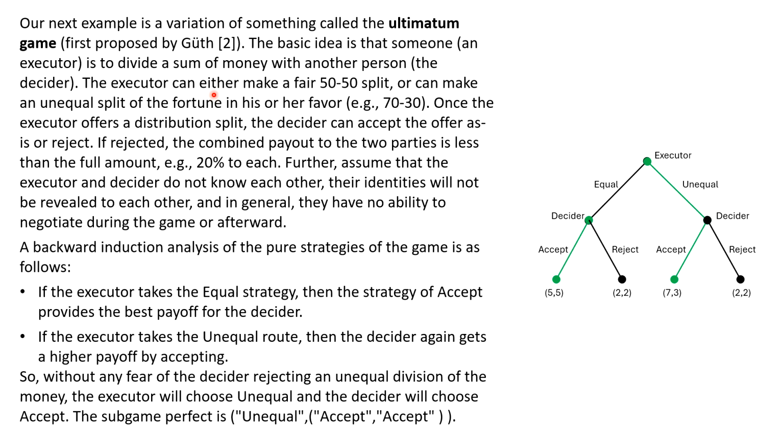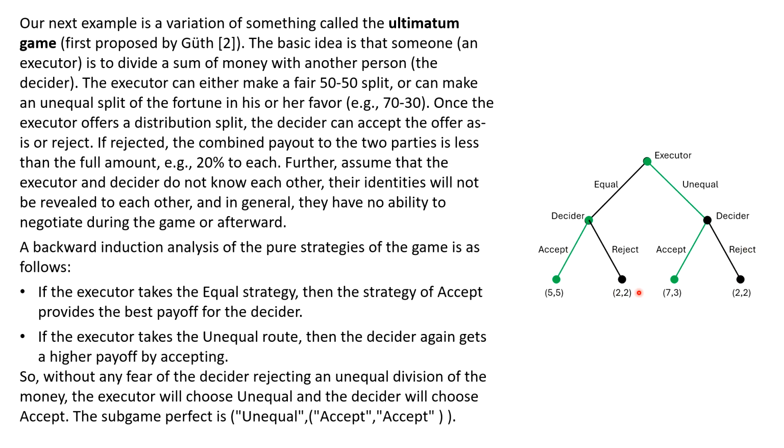The executor can take either a 50-50 split, that's this branch here, equal, or can make an unequal split of the fortune in his or her favor. For example, 70-30. That's what I actually showed here. Once the executor offers a distribution split, the decider can accept the offer as is or reject. If rejected, the combined payout to the two parties is less than the full amount, for example, 20%. So that's what I did here on the reject.